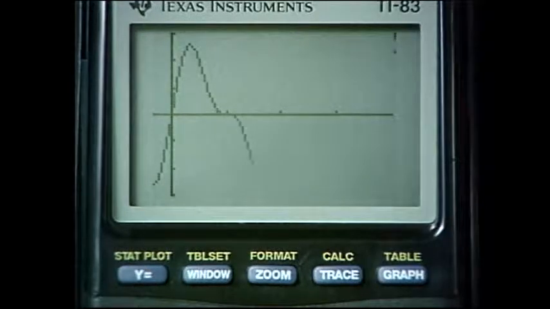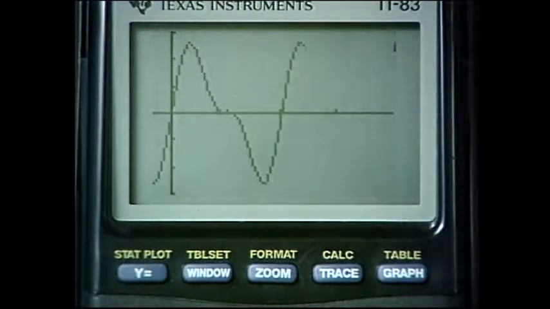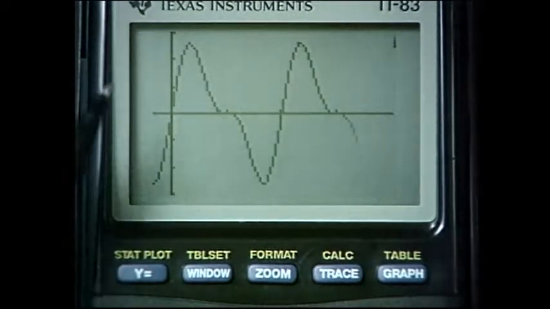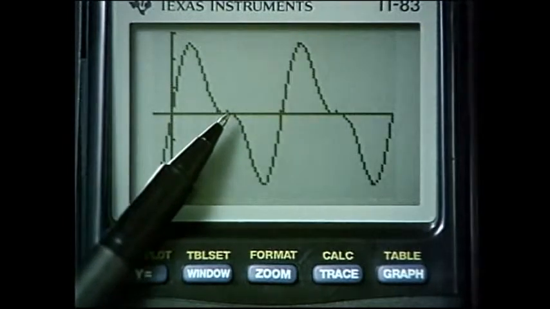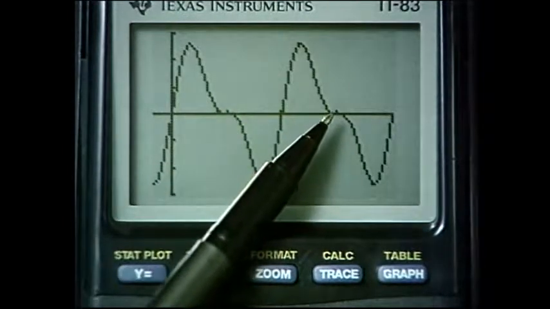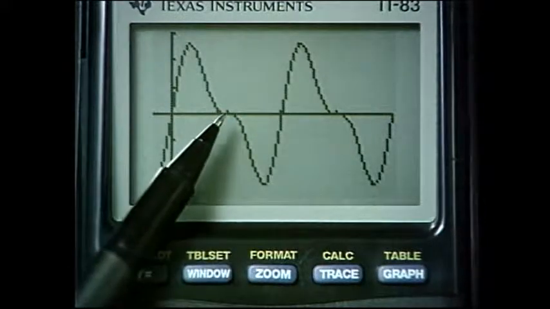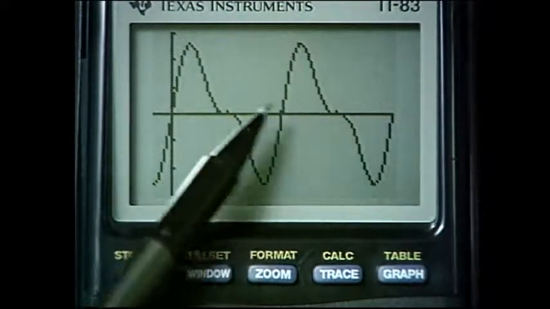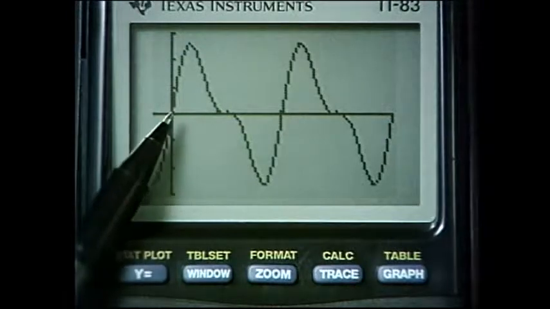I want you to notice how the graph appears to flatten right here where it goes through the x-axis, and here again as it goes through the x-axis. So it's maybe a little difficult to see that these are indeed solution points. We'll do something about that in just a moment, but we know here at 0 that's a solution point.